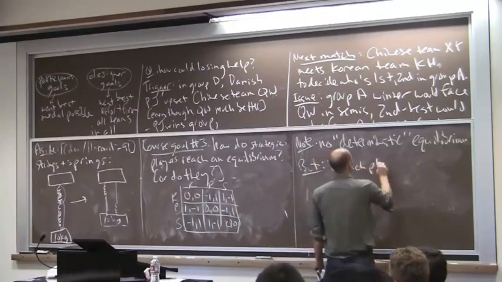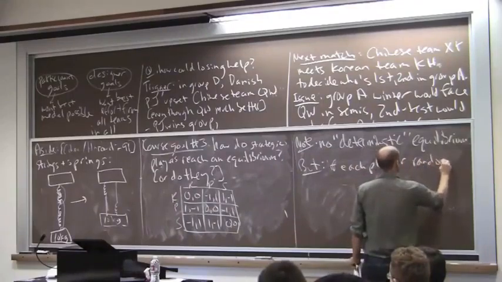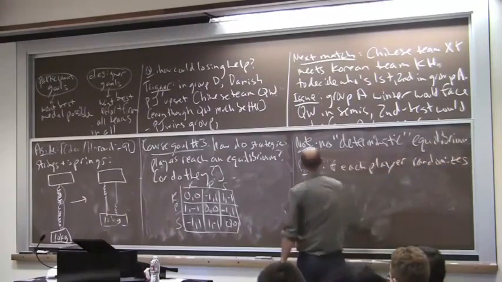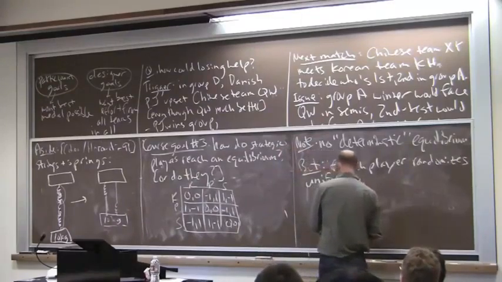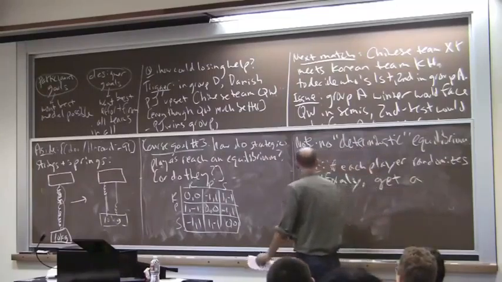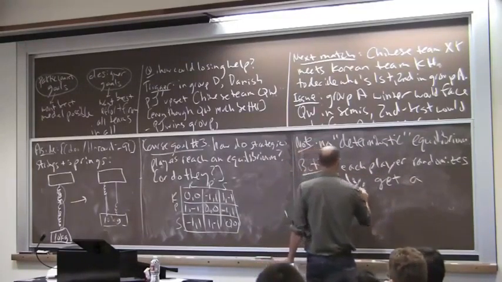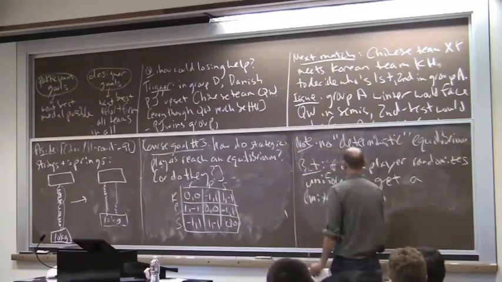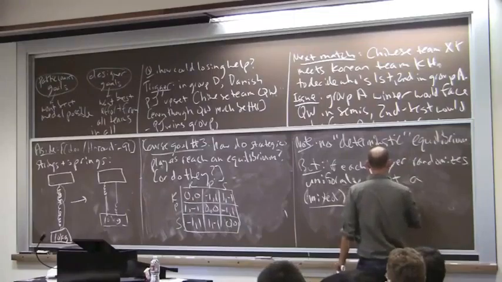So if each player randomizes uniformly, then I claim you get a Nash equilibrium. And sometimes people say mixed just to emphasize that you can randomize.